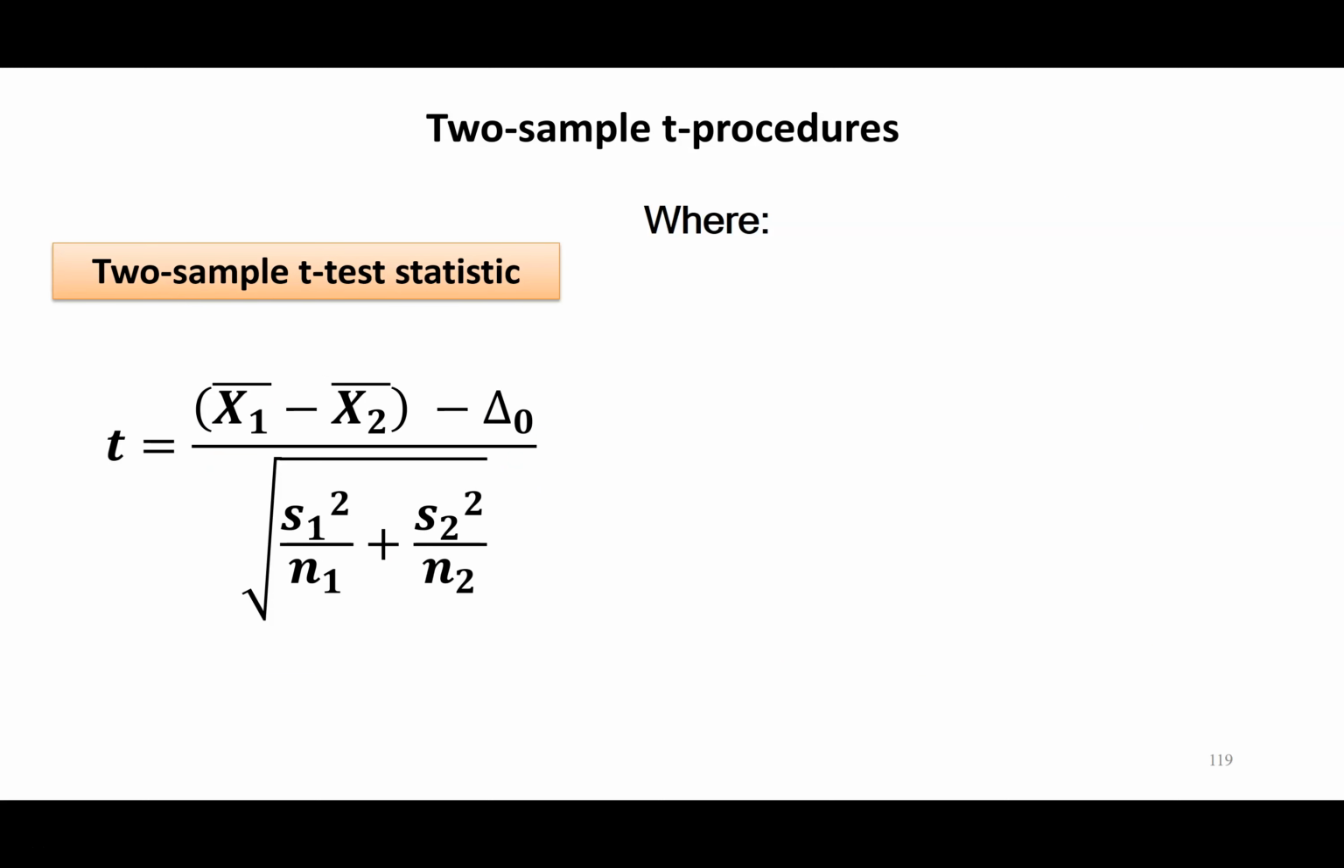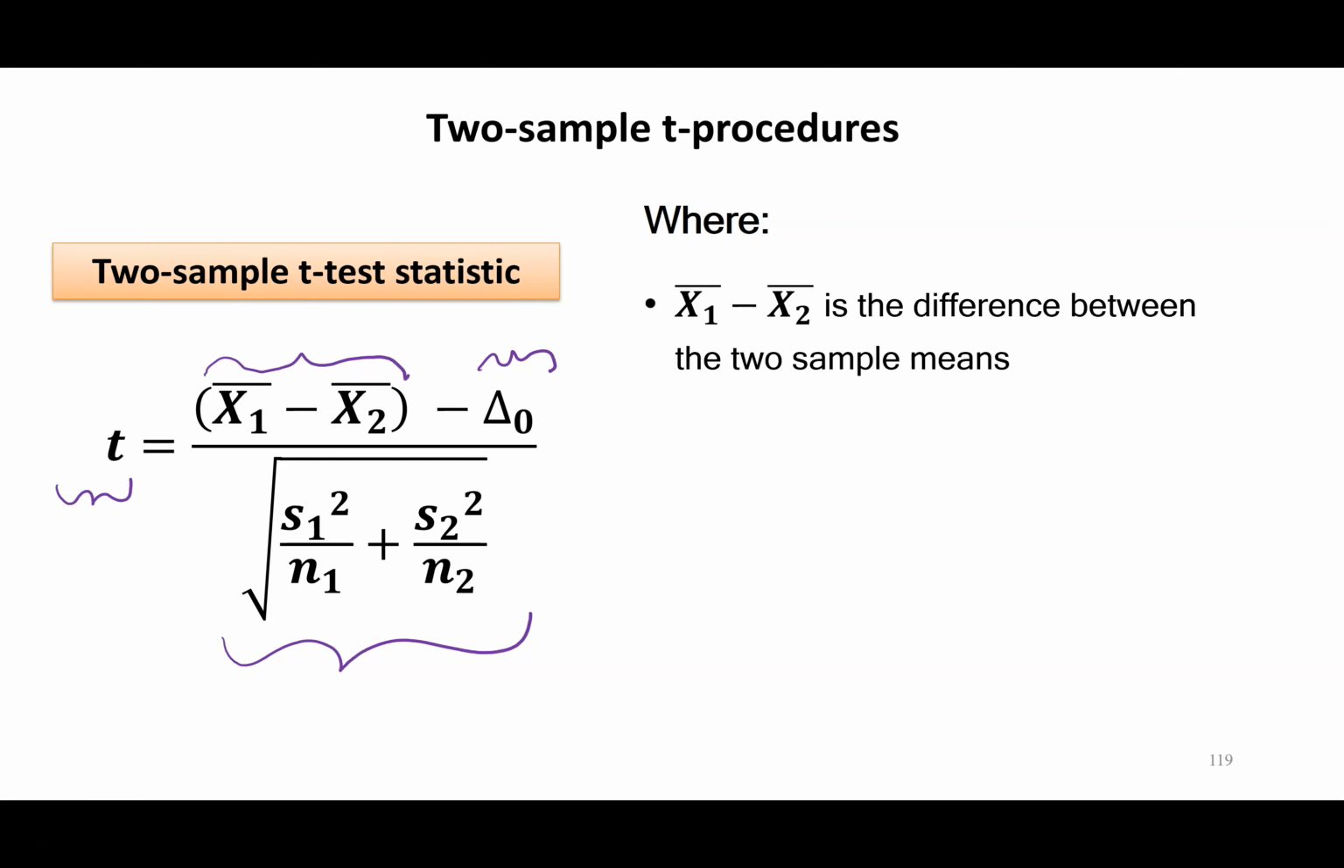So, two sample t procedures. It's going to be a t-test statistic. Our point estimate minus the claimed difference, usually going to be 0, over, and now it's going to be a little more complicated than our standard deviation over the square root of our sample size, because we have two sample sizes, right?